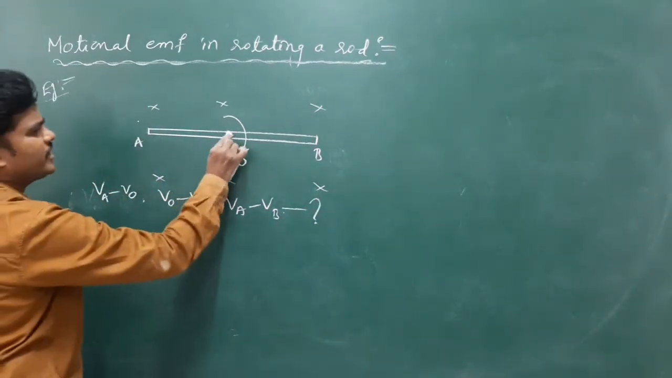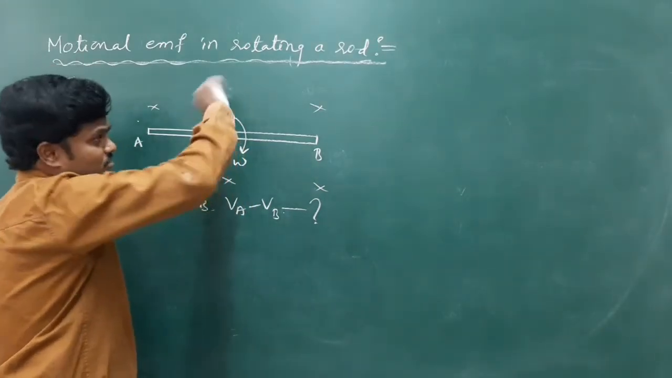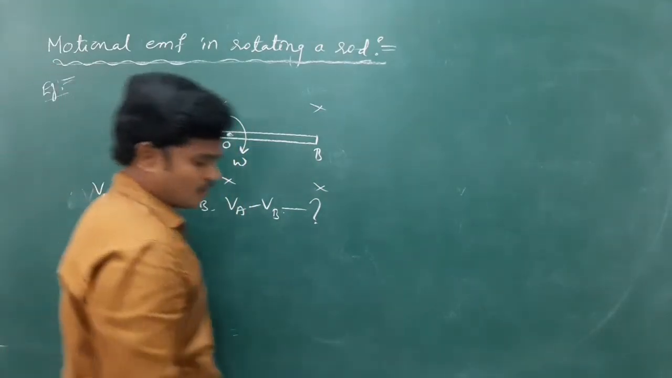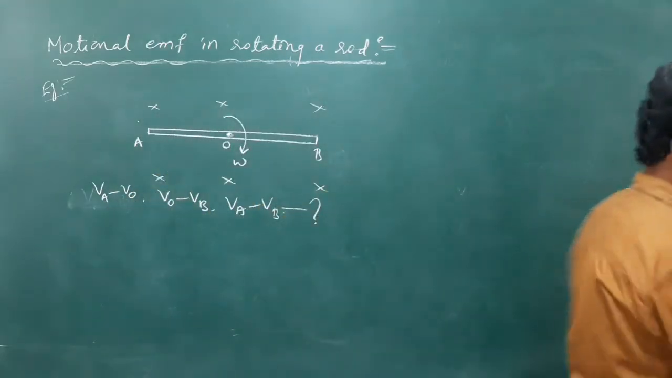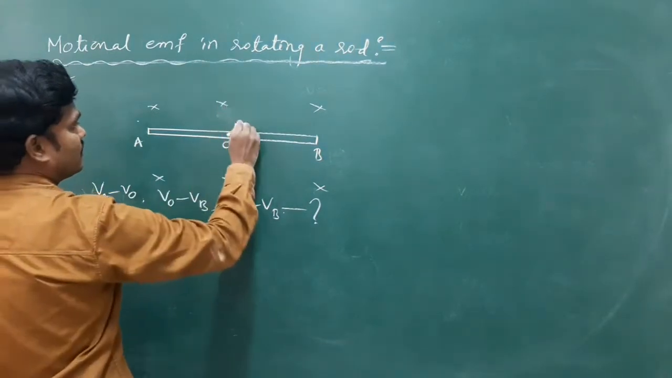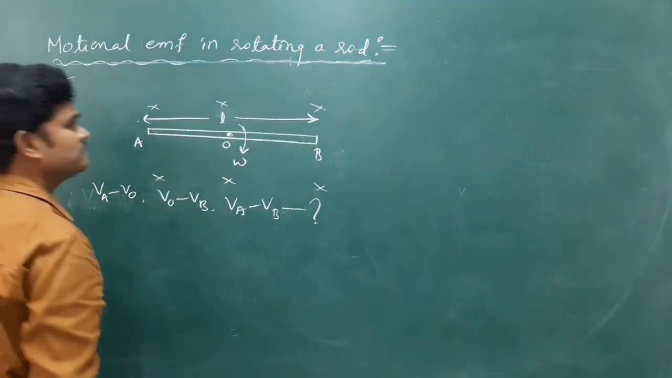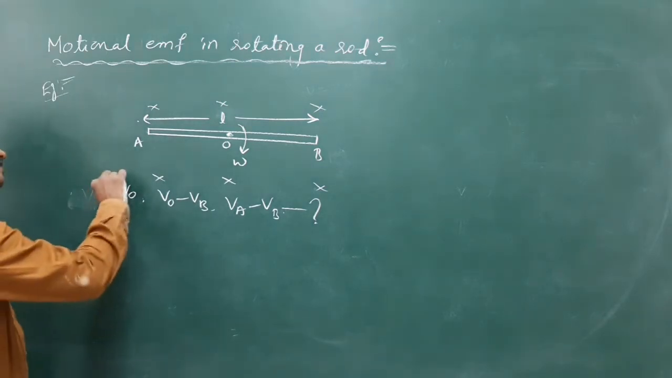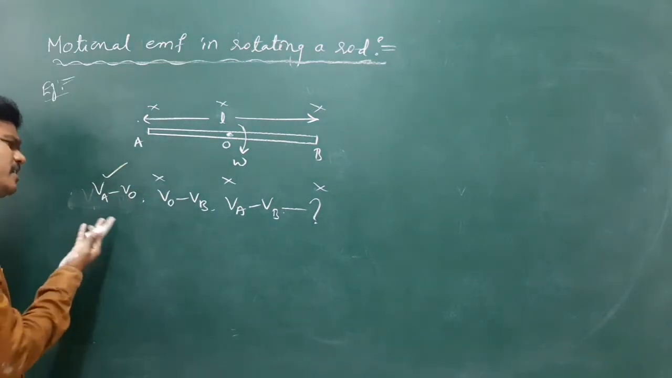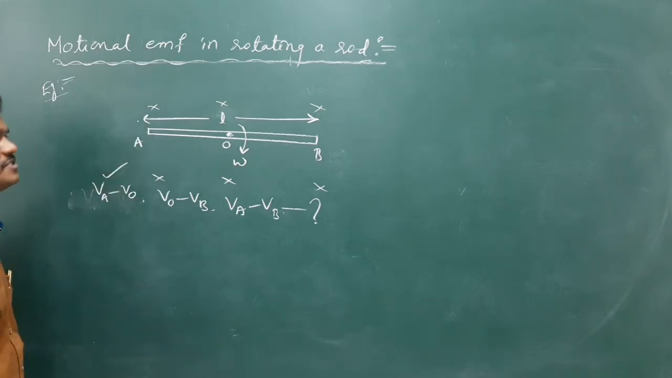Now the rod rotating about the midpoint means the rod is pivoted here. It is rotating with an angular velocity omega, and L is the length of the rod. You try this. Find first VA, VO. You may get negative or you may get positive. If you get negative, it means the direction is opposite.